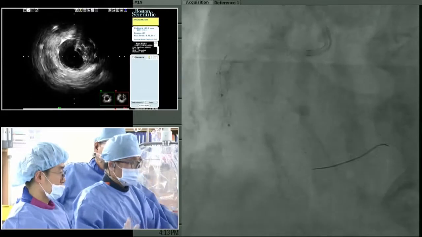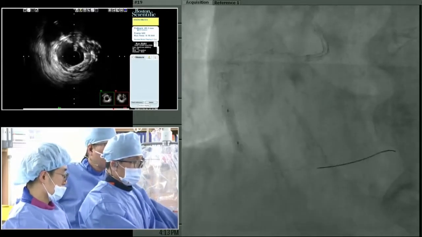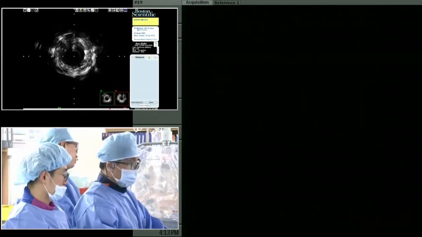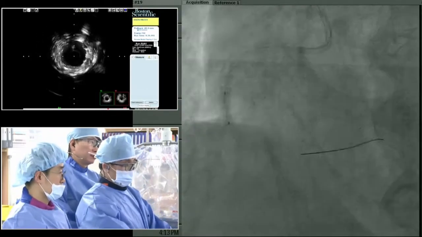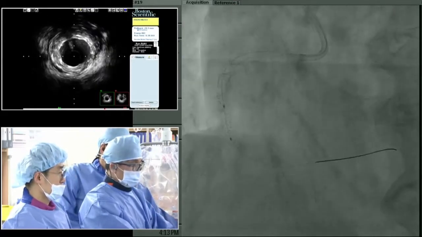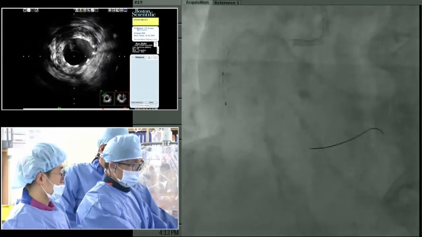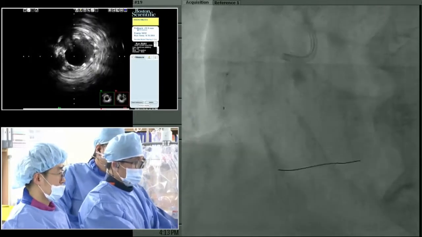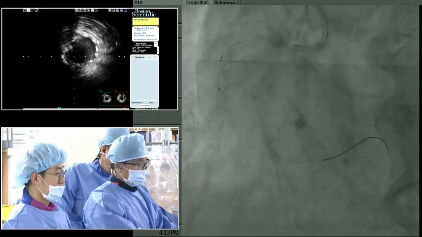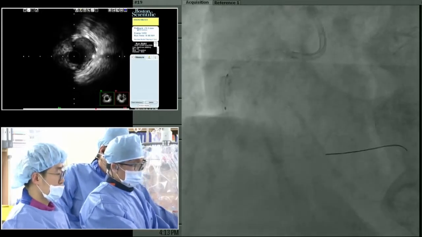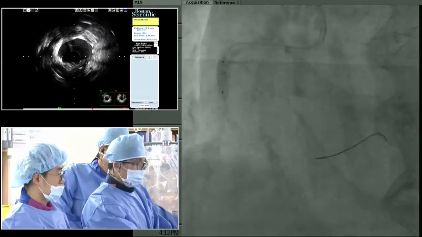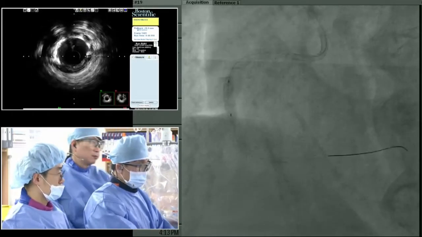Okay, 12. Great. Slowly. You have to remind the very proximal side that there was an underexpanded area. Yes, right. I will do it. Slowly, the wire is a bit raised. 14. 16. 16. Okay. Deflation.